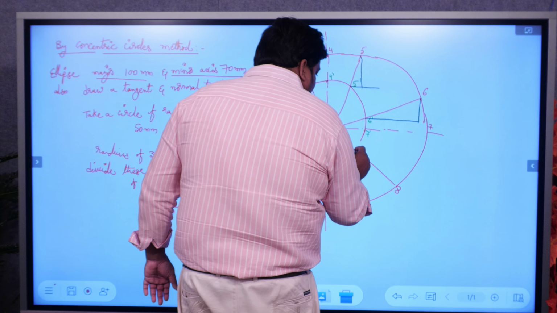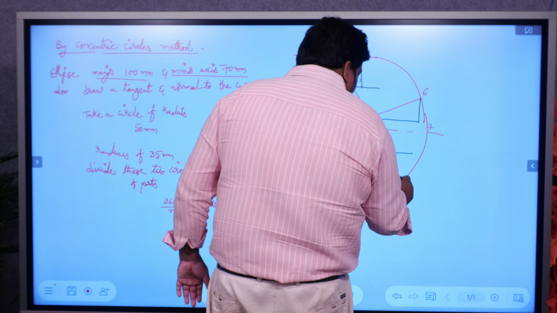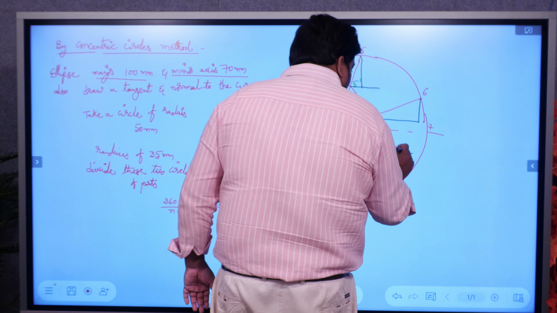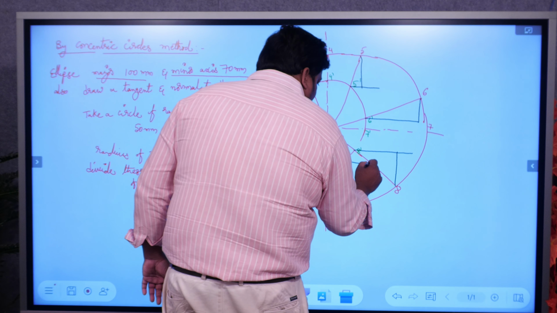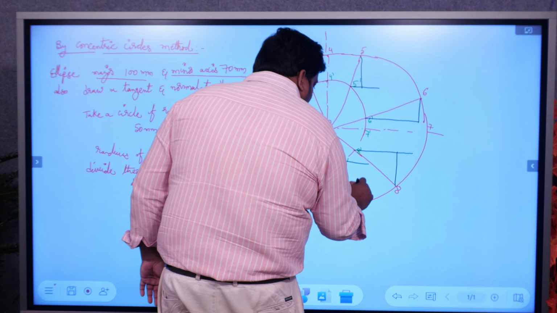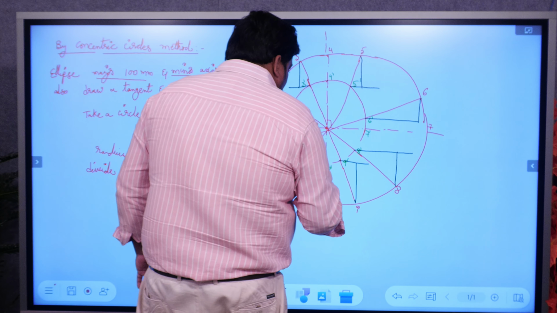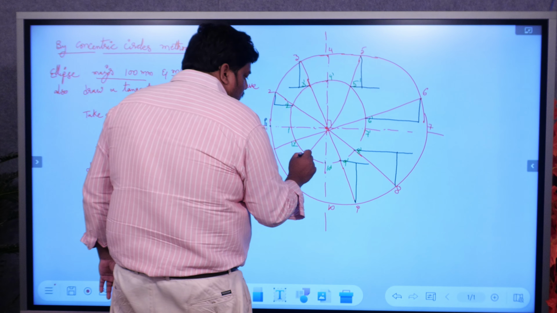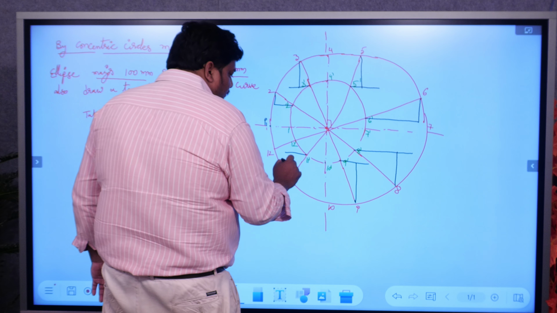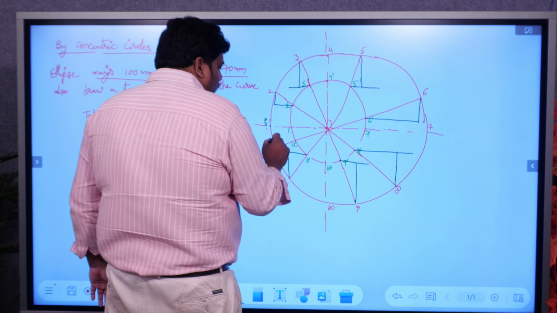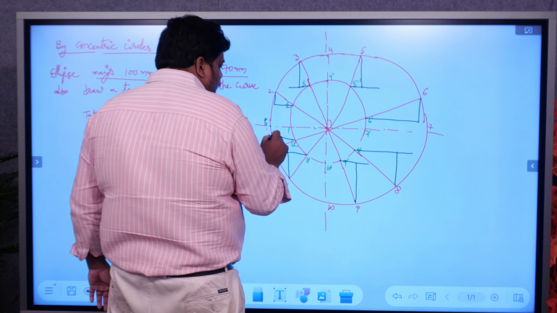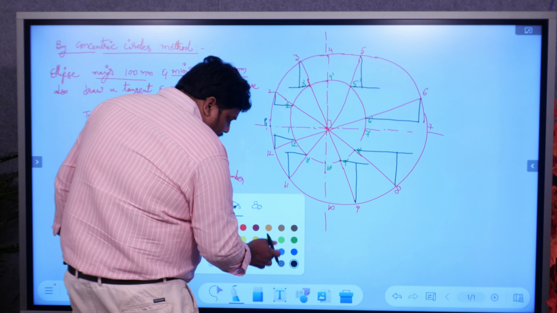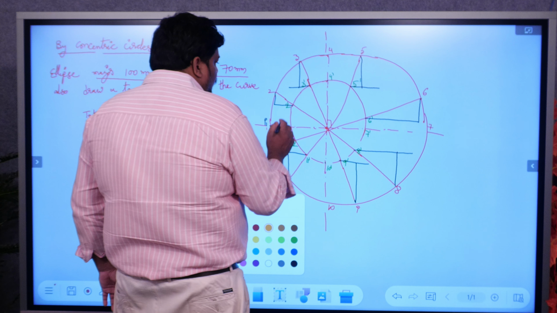Similarly from 8 dash one horizontal line, and from the 8 point a vertical line. Similarly 9 dash as a horizontal line, from the 9th point a vertical line. Similarly the 10th point, similarly 11 dash as a horizontal line and 11 as a vertical line, 12 as a vertical line and 12 dash as a horizontal line. Now these two lines will meet at one particular point.